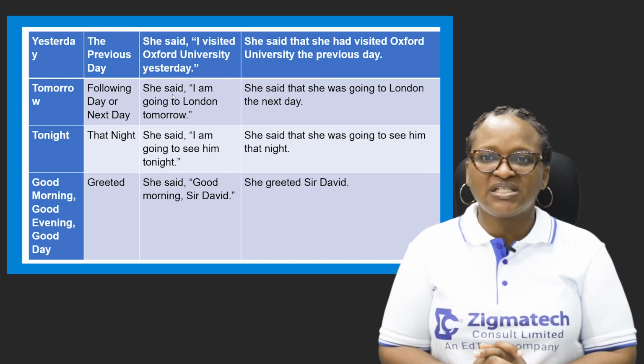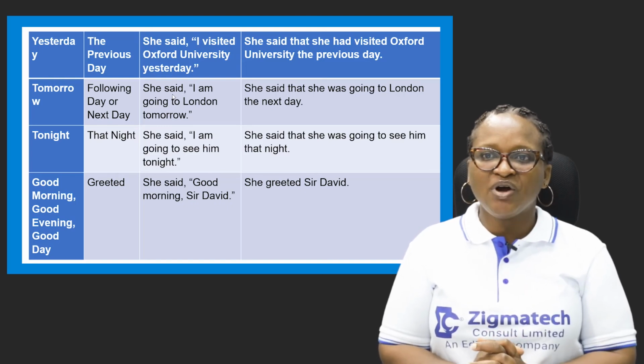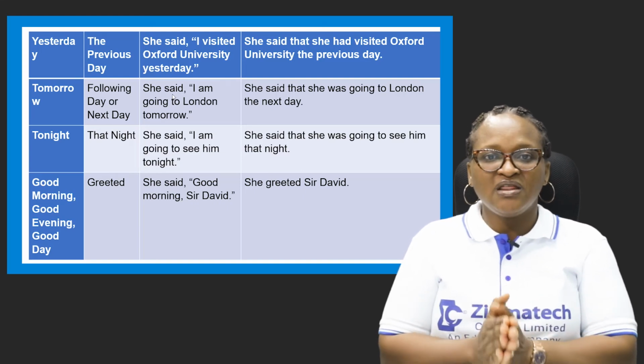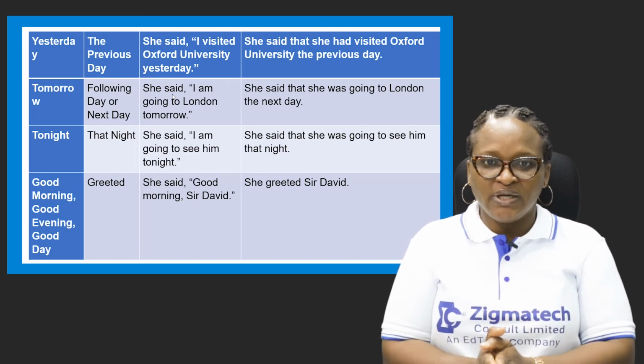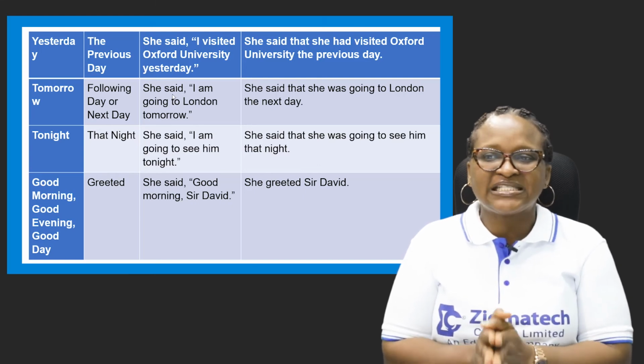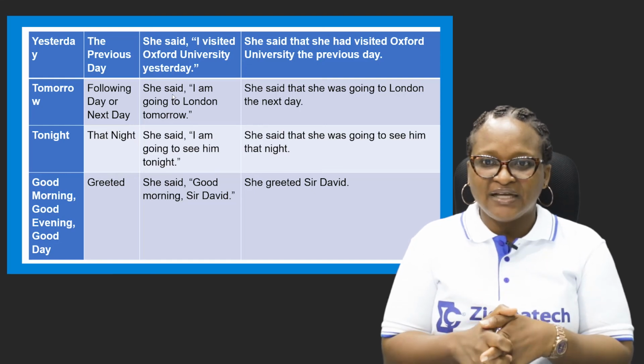So tonight changes to that night. She said, I am going to see him tonight. In the reported speech, it becomes, she said that she was going to see him that night.